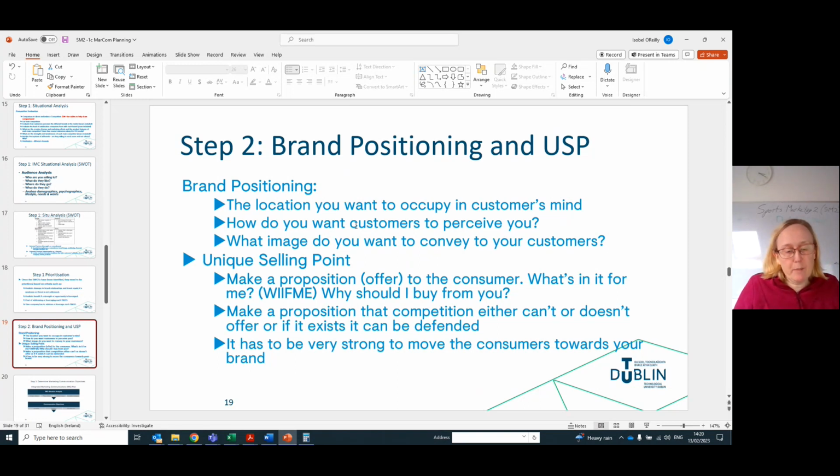If a customer was to ask, I mean, they don't ask these kinds of questions, but if they were to, that's our positioning. If we can answer that question, that's the start of what this campaign is all about. So our campaign will try to achieve that result. What is the general vibe we want to put out there, and what do we want customers to think about when they think about our product? So make a proposition that the competition either can't or doesn't offer, or if it exists, it can be defended. It has to be strong to move consumers towards your brand.